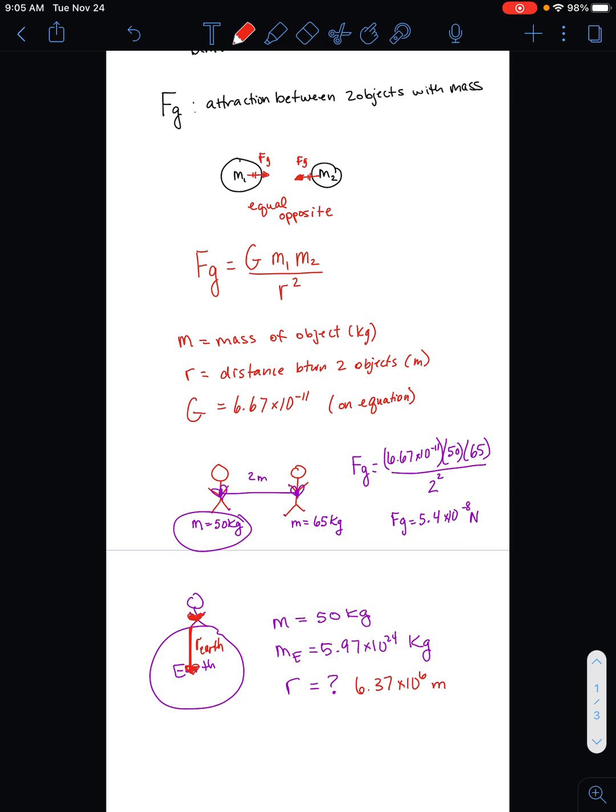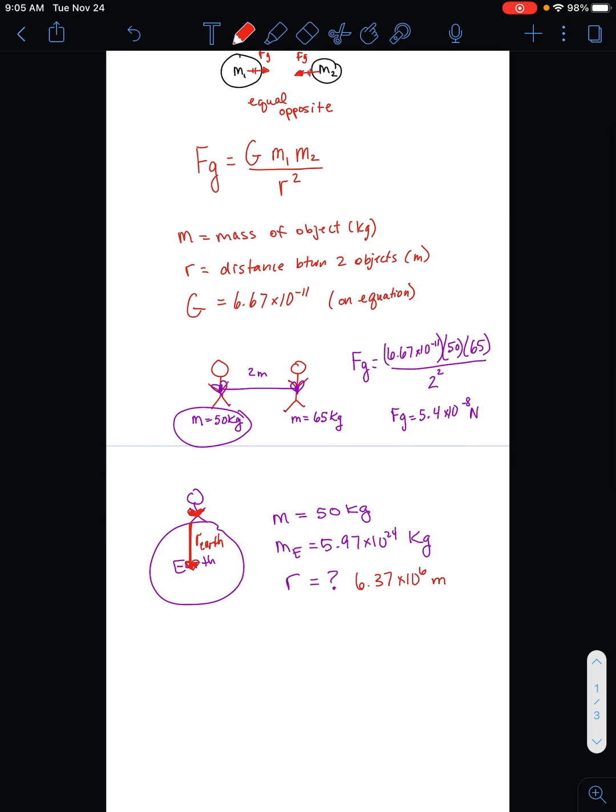So we could add plus the distance to your center of mass, but that's like a half a meter, maybe 1 meter. And 1 meter is really not significant when we're talking about 6 million meters. So really, when we're trying to find the attraction between people and the earth, we would just use the radius of the earth as the distance between the two objects. So now when we're using that same equation, Fg equals G m1 m2 all over r squared, we'd be able to solve for our attraction between ourselves and the earth.